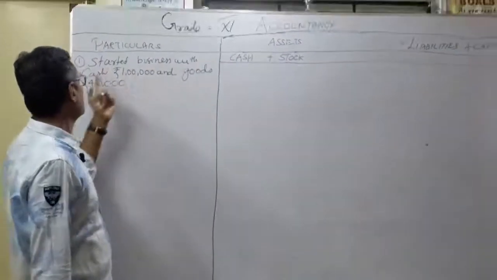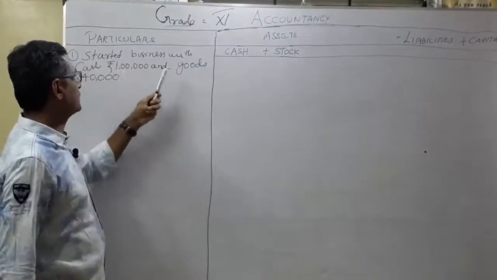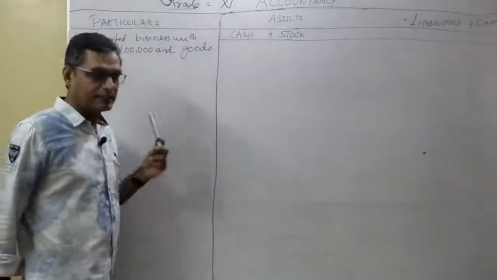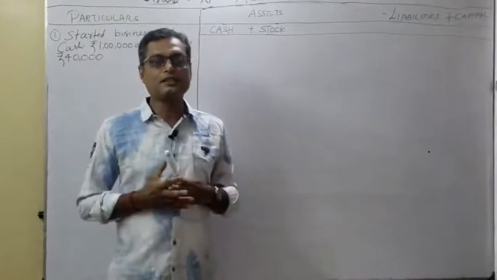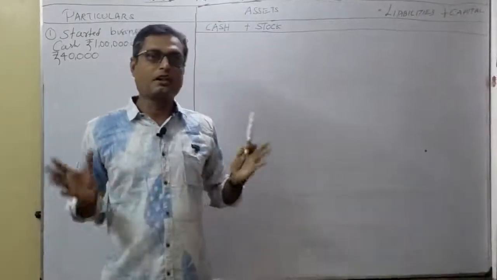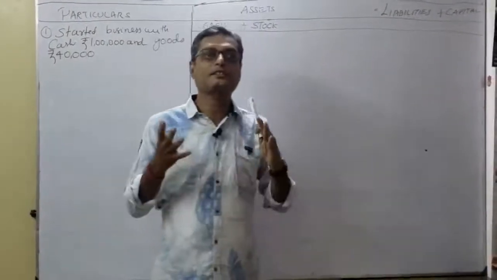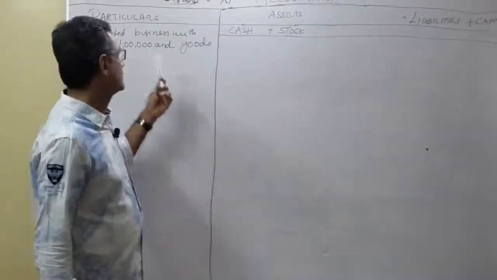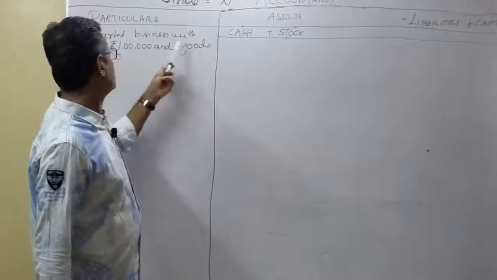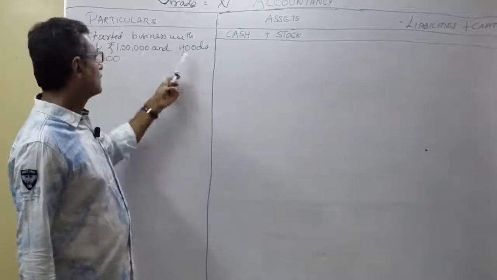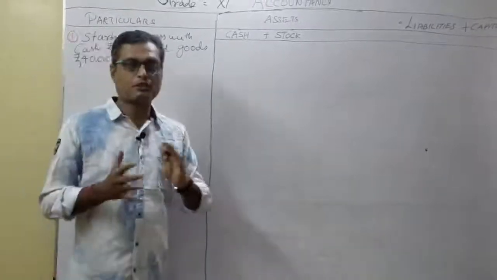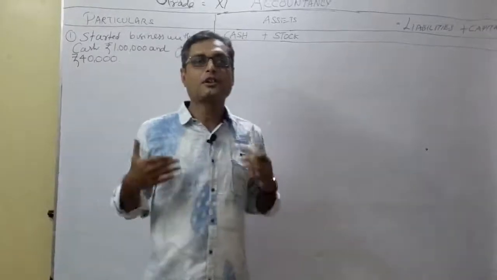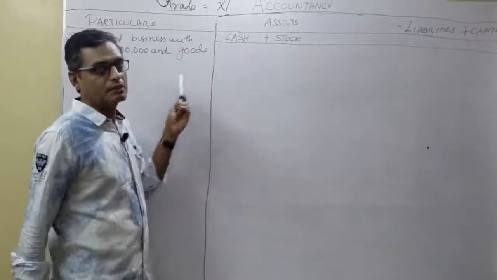Started business with cash 1 lakh and goods 40,000. When you start the business, you have to bring the cash. Last class we discussed only cash. But here, when a person comes to start the business, you bring what? Started business with cash 1 lakh and goods 40,000. You understood? We start the business with not only cash but goods also.